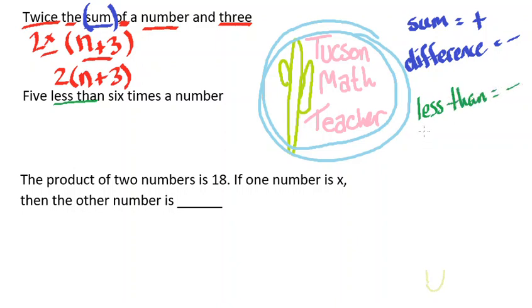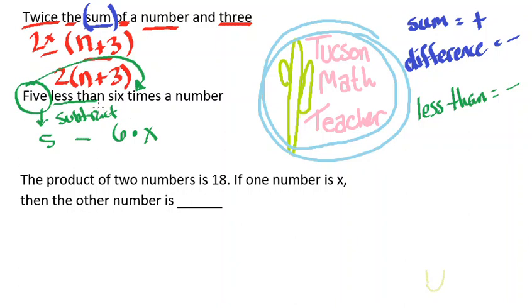Which you probably didn't need me to tell you. But less than is one of these weird ones where it breaks the rules of grammar. So normally when we have a word for subtract, we just directly translate: 5 subtract 6 times a number, let's call it x. But when we say less than, that turns it around. Less than says take that 5 and subtract it away from what comes after.